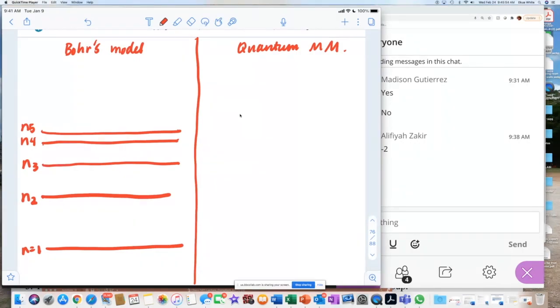So according to Bohr's model, the energy levels were in the orbits, they're perfect. There's no break between the energy level. But in the quantum mechanical model, by the way, his observations is the reason why scientists say his model works best for hydrogen only.